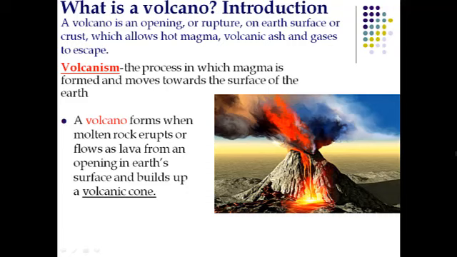Now we'll understand what volcanism is. Volcanism is the process in which magma is formed and moves toward the surface of the earth. In other words, a volcano forms when molten rock erupts or flows as lava from an opening in Earth's surface and builds up a volcanic cone. As you can see in this picture, the magma pours out in the form of lava and slowly piles up to form the volcanic cone.